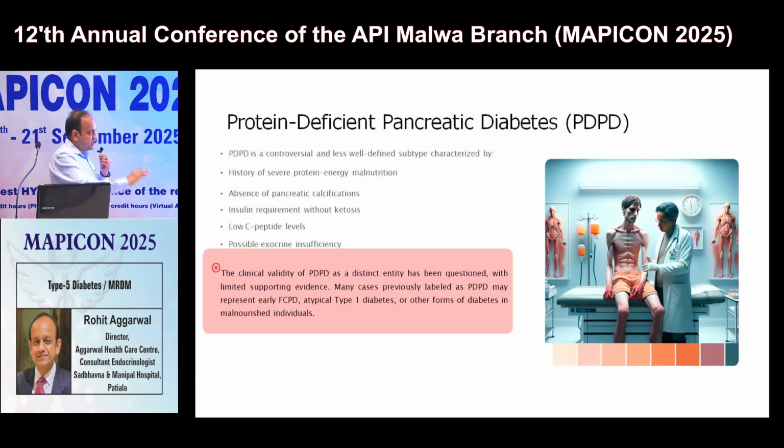On the contrary, the second part which we are discussing is PD, that is protein deficient pancreatic diabetes. In this, there is no pancreatic calcification, but clinically you can see the markers of protein energy malnutrition.